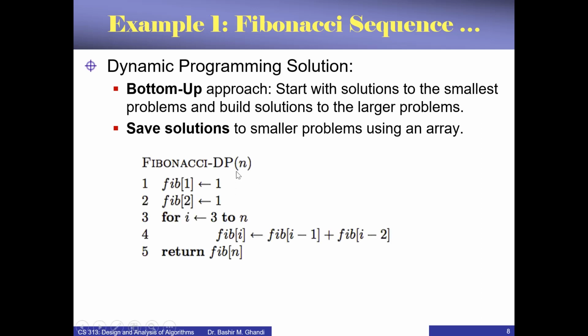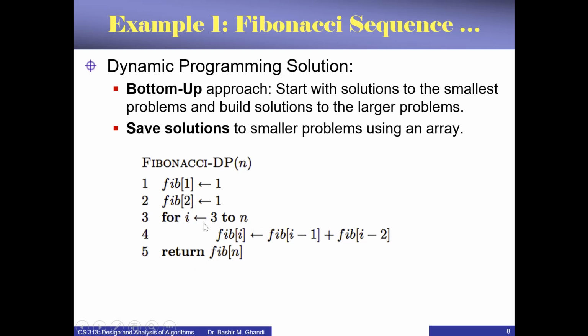Now this is the DP version of the algorithm. As you can see, it is using an array to save the values. Element number 1 is going to be 1, element number 2 is going to be 1 also, and then the next elements are computed by simply reading from the array. So for i equal to 3, for example, it's going to be the value at position i minus 1 and that at i minus 2. Basically the previous two solutions, which can be obtained from the array, and so on until n.